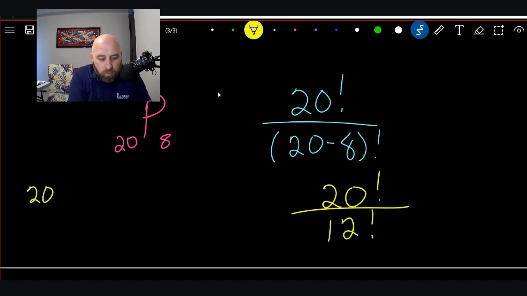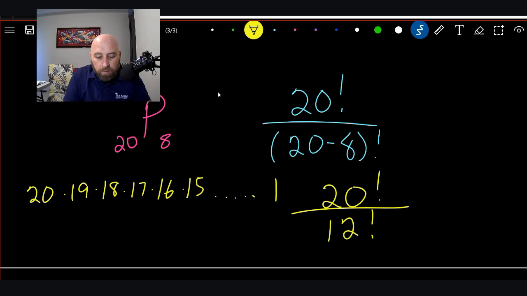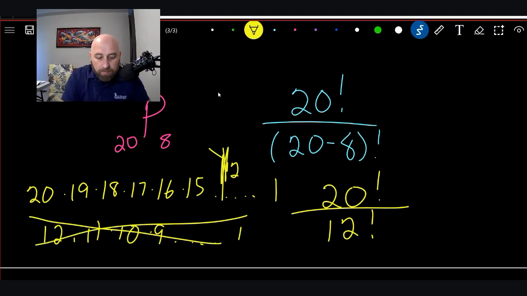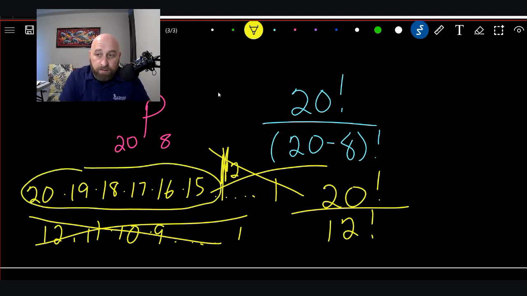So if I start at 20, 19, 18, 17, 16, 15, and then down to 1. Now, watch what happens if I start at 12, 11, 10, 9, all the way to 1. If you notice, at some point, I'm going to get to 12 on the top. Watch what I can do. I can cancel the bottom with this part that starts at 12. In other words, I just have to go from 20 to 13.